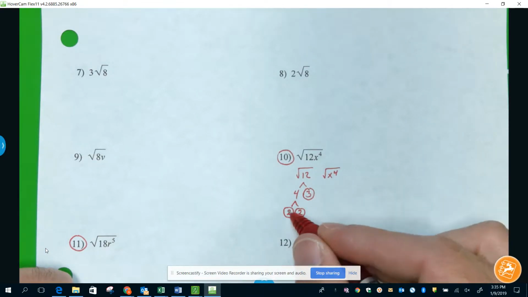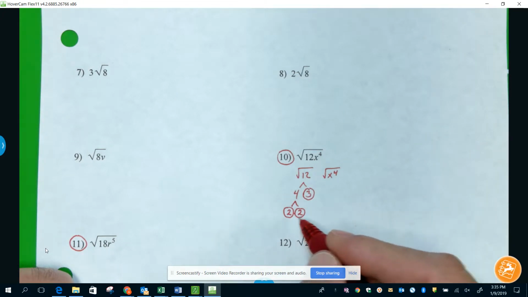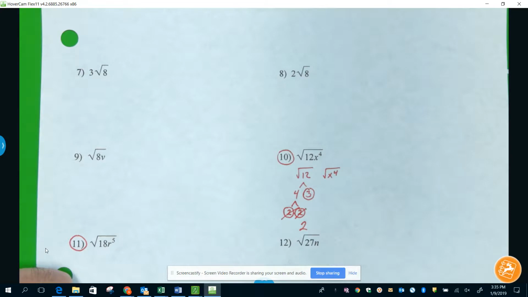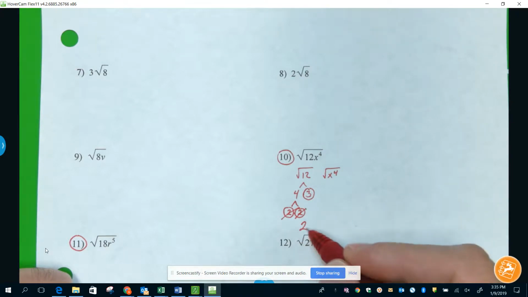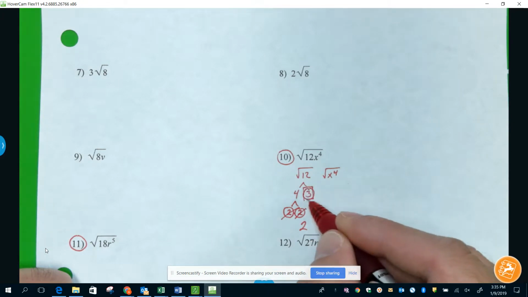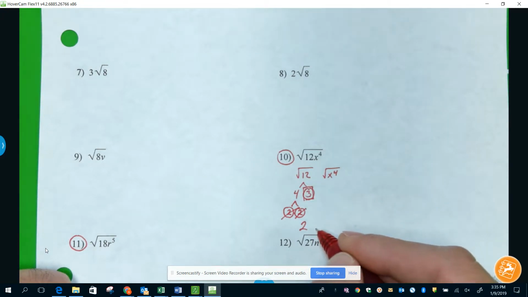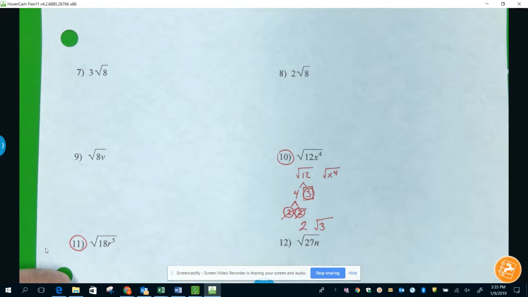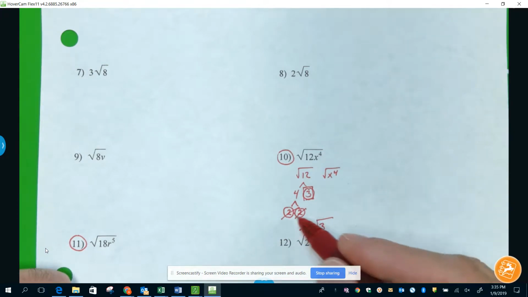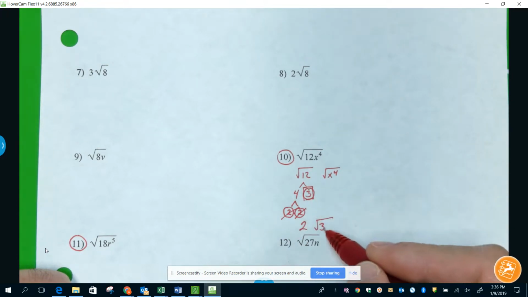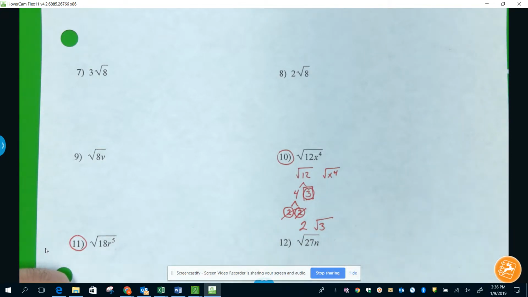So once I've broken it down to all prime numbers, you look for any pairs. Here I have a pair of 2's. Those guys team up and go outside of the square root as one big group of 2. And then the single guy here, that 3 doesn't have a partner, so that 3 goes inside the square root. So if you got a pair, you go outside. If you're single, you go inside, home alone.